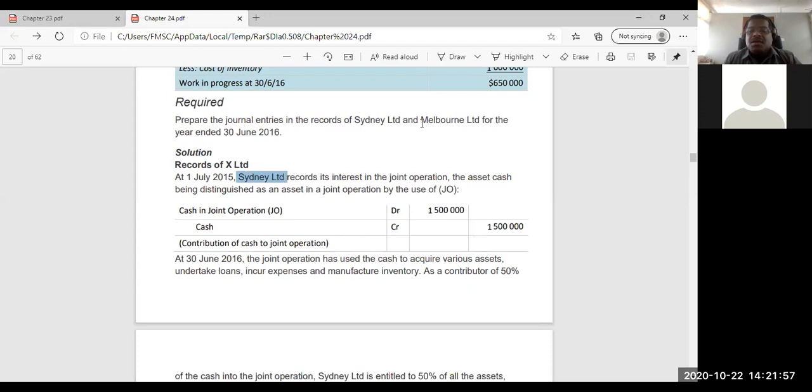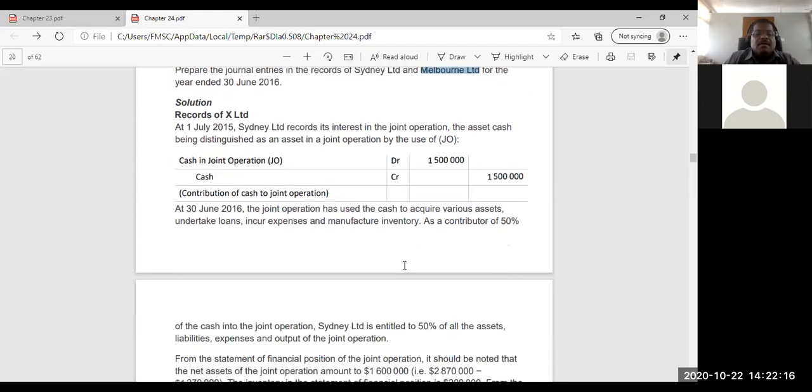What would be the journal entry of the Melbourne then? Journal entry of the Melbourne also same. Cash in joint operation 1.5 million, cash credit 1.5 million. Same journal entry will be recorded in the books of the other joint operator. Right.